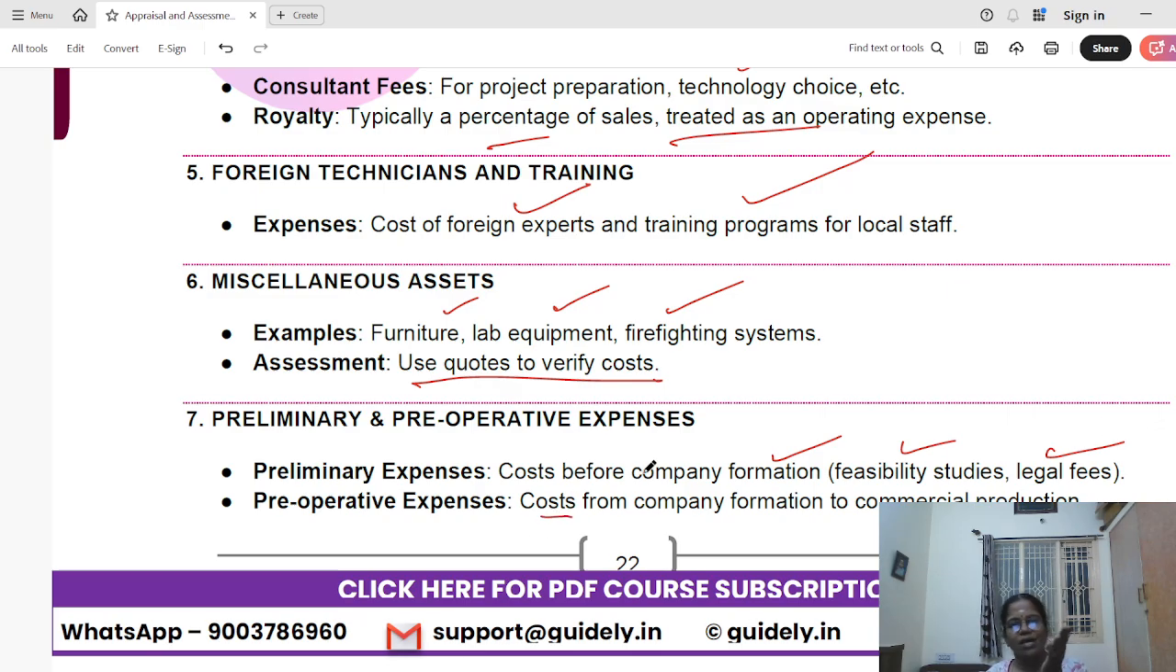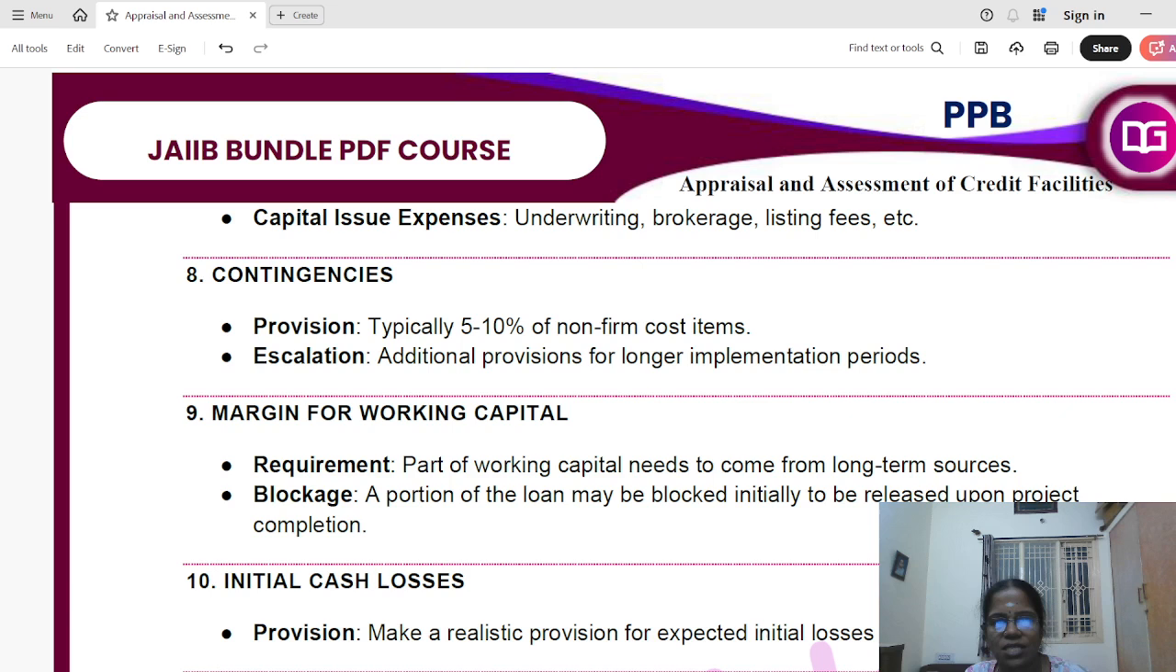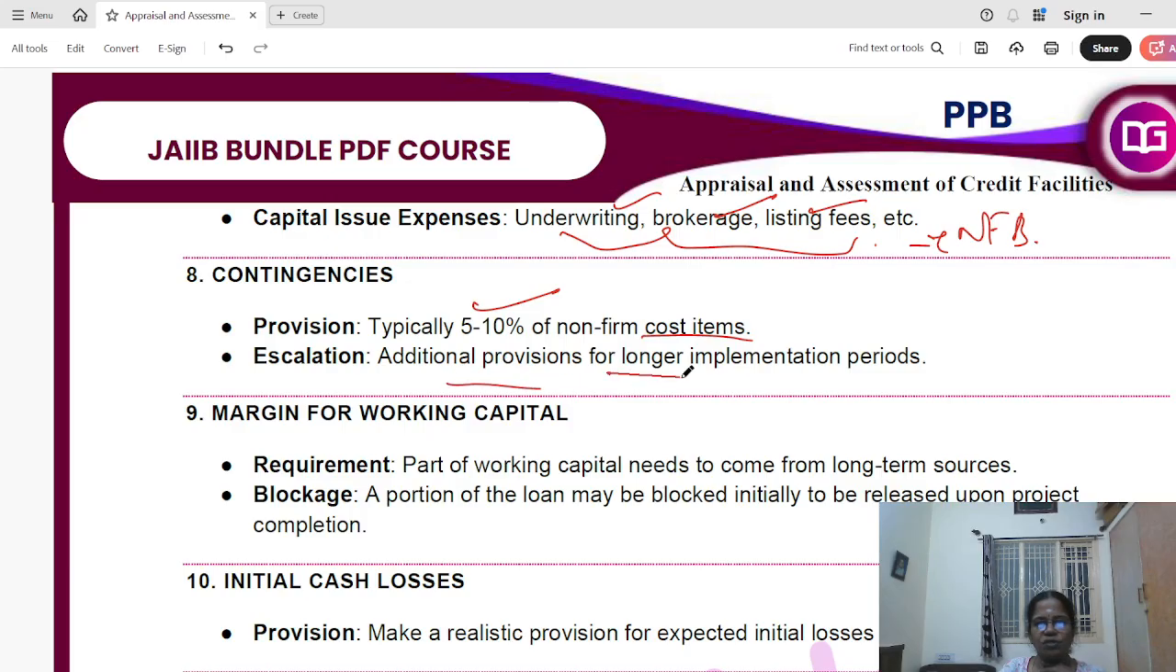Pre-operative expenses are incurred once the operations of the company start, up to commercial production. All of that comes under pre-operative expenses. Then capital issue expenses: underwriting, brokerage, listing fees, all these come under this. All of these are non-fund based. Okay, contingencies provision is typically 5 to 10% of non-firm cost items. For non-firm cost items, a 5 to 10% escalation, plus additional provision for a longer implementation period.